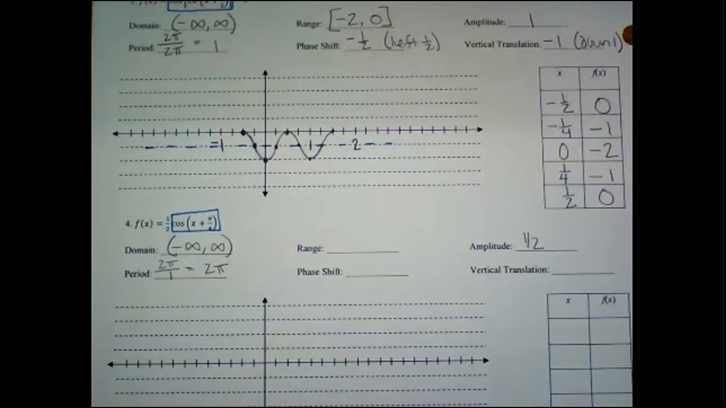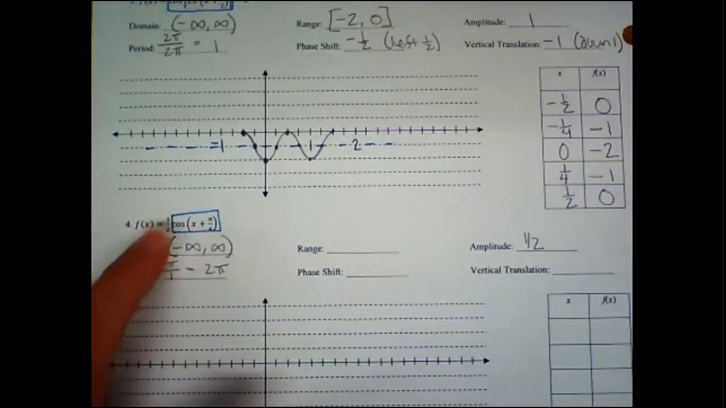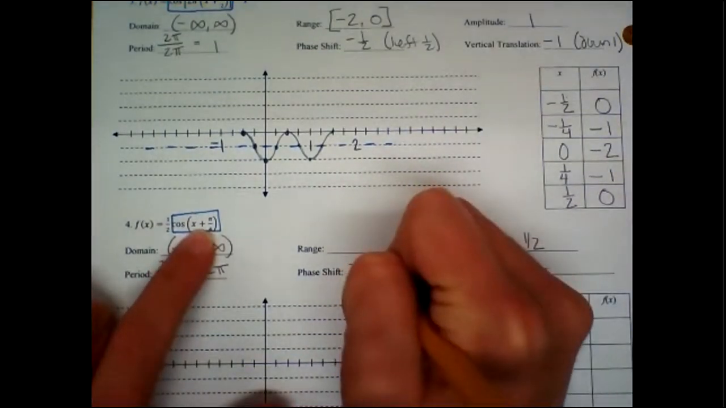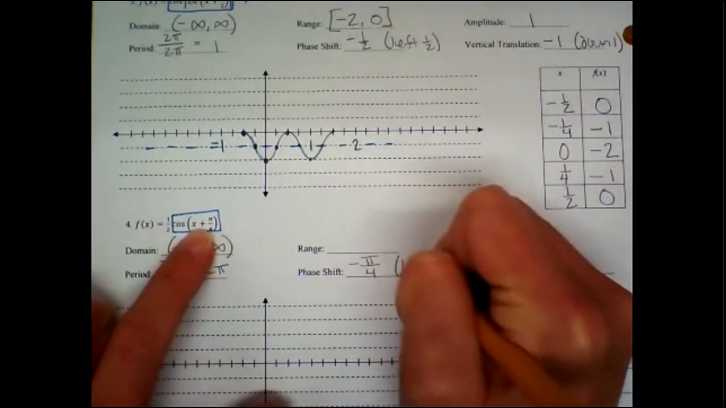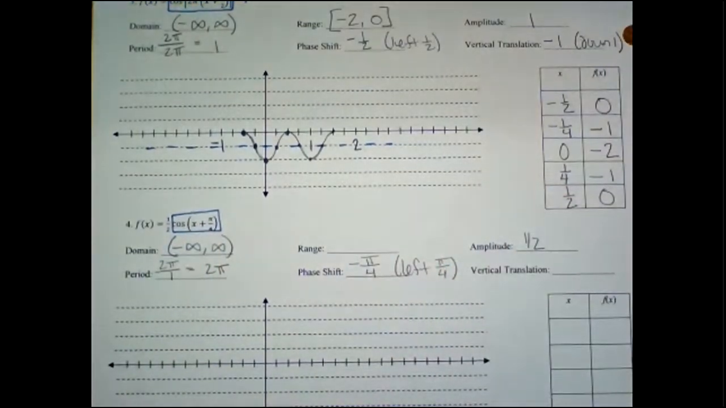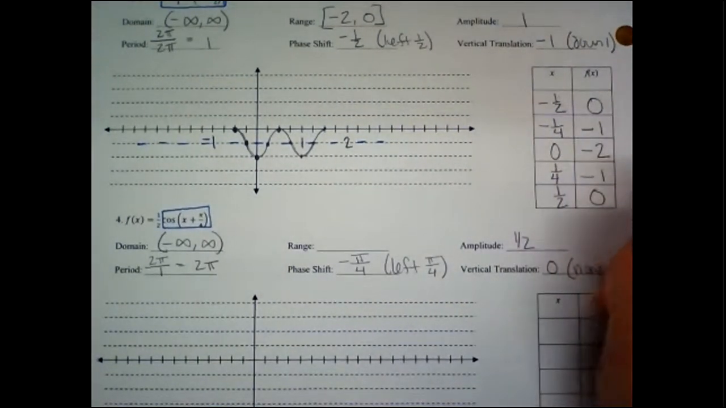Phase shift, left or right? Did this graph move left or right? Left, how much? Pi over 4, good. So you can say negative pi over 4, or you can say left pi over 4, whatever is your choice. And then vertical translation, did it move up or down? No, so you can say 0 or none.